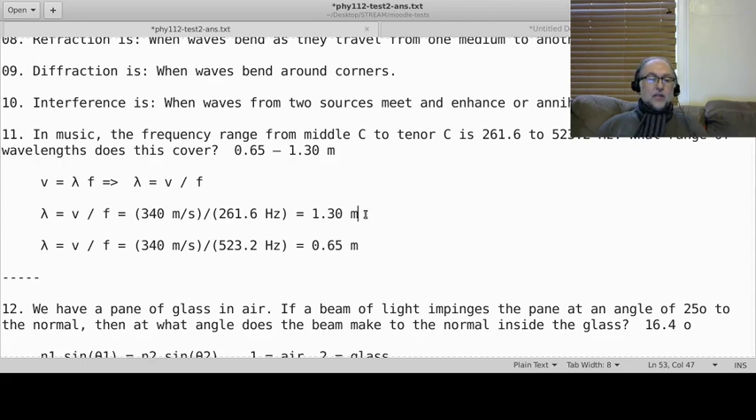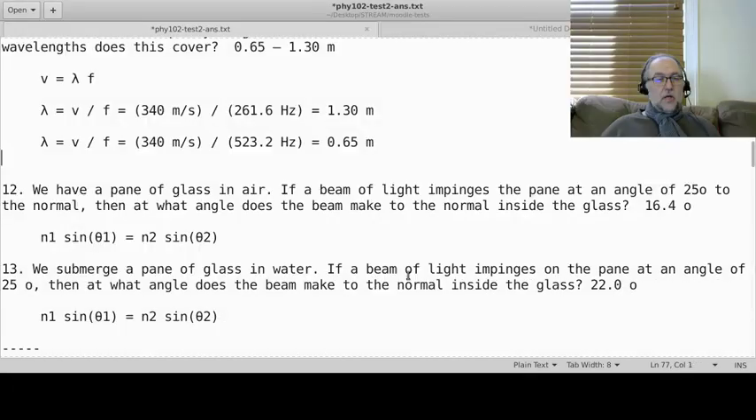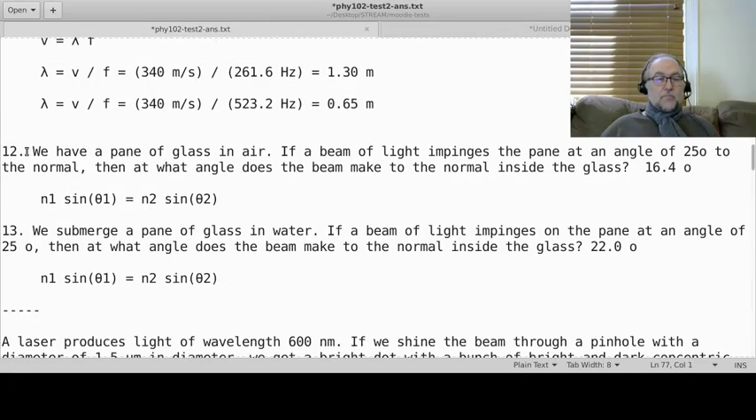So our range from the shorter wavelength to the longer wavelength is 0.65 to 1.3 meters. Question number 12 is basically a question for refraction. Actually, 12 and 13 are refraction, and there's the formula. The answer was 16.4. Let's see how we can arrive at that.